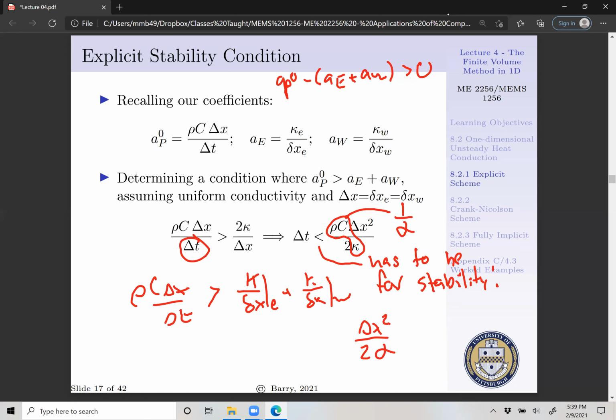Now your delta T is dependent upon delta X squared. And this is where the explicit scheme really becomes lackluster. Because if you want a relatively fine mesh to capture some resolution, because we're first order accurate right now, you need a really small delta X. Well, a really small delta X squared is a really small delta X, which means you need a really small time step for us to have stability.